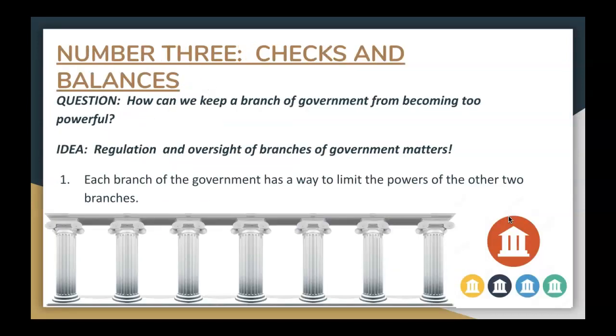Next is checks and balances. What does this mean? How can we keep a branch of government from becoming too powerful? The idea is that we need to regulate and oversee all branches of government, to hold them accountable and to make sure that no one branch becomes too powerful. The principle of checks and balances just means that each branch of government has a way to limit the powers of the other two branches, but in theory they should also watch themselves, so as not to overstep their boundaries or powers.